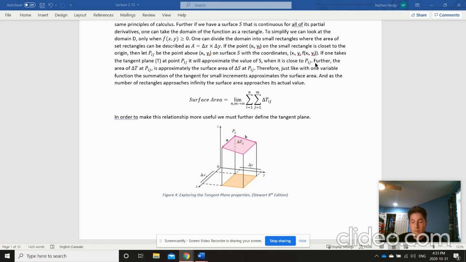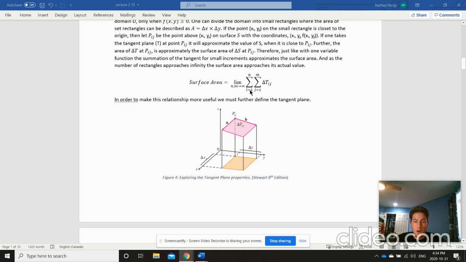So therefore, just like one variable calculus, like one variable areas, we can take the summation of all the small tangent approximations to the surface area, and as the number of these rectangles approaches infinity, this area approaches the actual surface area value. So you can see we have the sum of delta T. It's two summations, where i starts at 1 and j starts at 1 and goes to n and m. And when m and n approach infinity, we know that this equation here will approach the actual surface area of our function.